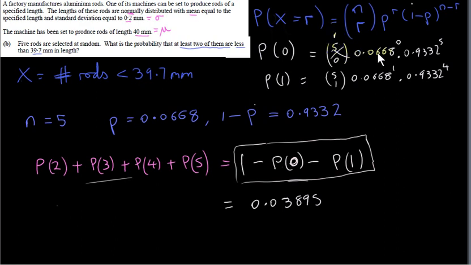By the way, to save time, 5C0 is always equal to 1. So that's just 1. And any number to the power of 0 is 1. So we have 1 times this number. So you only have to calculate this number here. Which makes sense, actually, because the probability that no rods have lengths less than 39.7 is the probability that a given rod has a length that's not less than 39.7, that's 0.9332. So you want all 5 of them to have this probability. So they're independent events, so we just put 0.9332 to the power of 5.